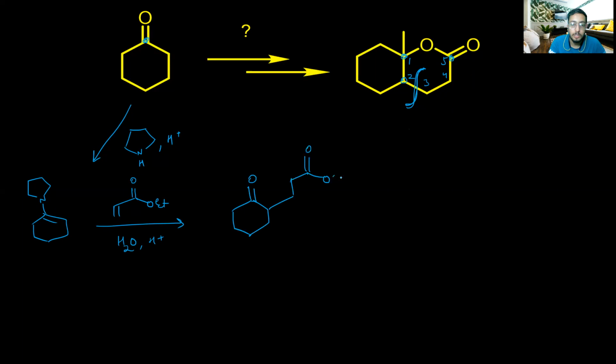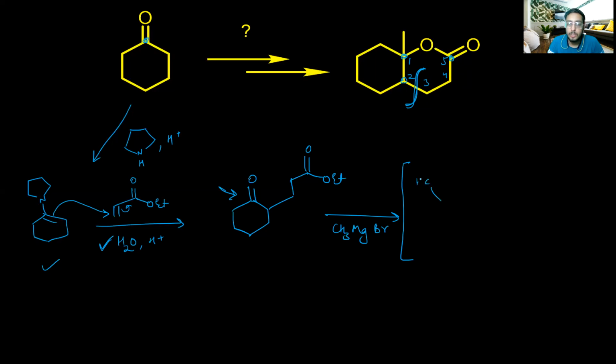This product. So using enamine chemistry, we first generate an enamine. That enamine attacks the fourth position of this Michael acceptor, and we will get this product. And after that, with the help of an acidic workup, this enamine is removed and we get our carbonyl back. Now we will add a CH3 at this site using CH3MgBr Grignard reaction, and we will not do workup here.